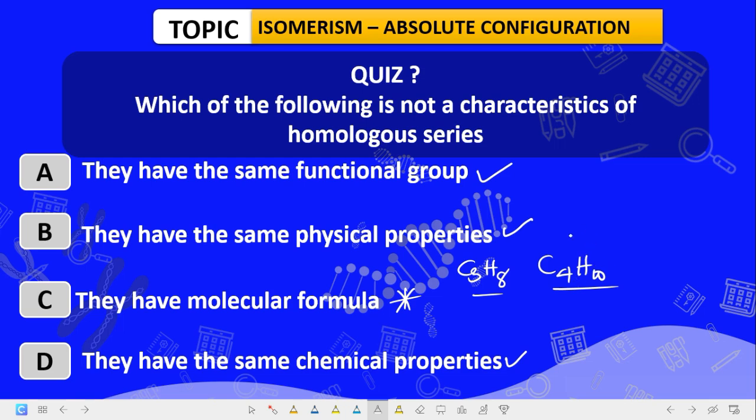Is that understood? The fact that they are in the same homologous series and have the same general formula does not mean they have the same molecular formula. Compounds that have the same molecular formula but differ in their structural arrangement are isomers, not a homologous series. So the correct answer to this question is option C. That is the correct answer. Now let's look at the next.